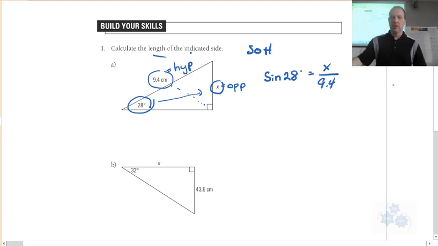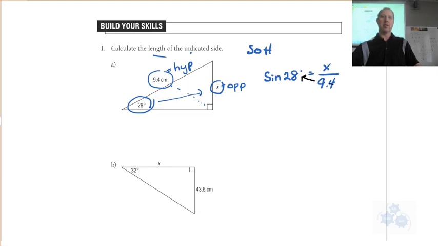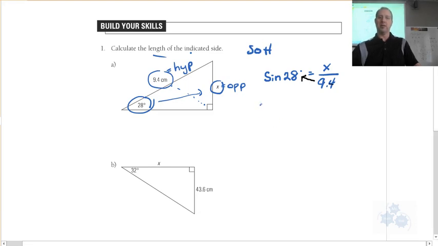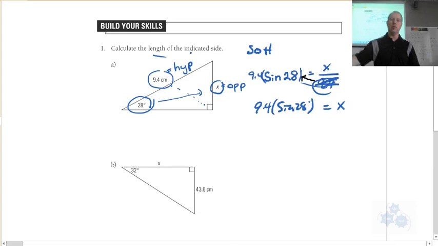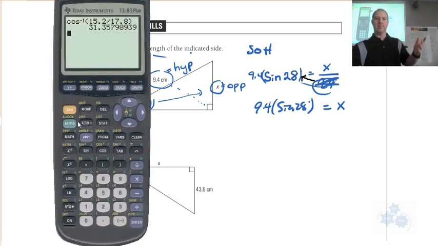Okay? So with this set up like this, now we can solve for x. And this one is really easy. I can multiply both sides by 9.4. So in effect, I'm cross-multiplying. You can always cross-multiply across the equal sign. So that 9.4 can multiply by sine 28. So I got 9.4 times sine 28 degrees equals, and x is left over there. You see how that 9.4 comes up over here? See that? It's gone.